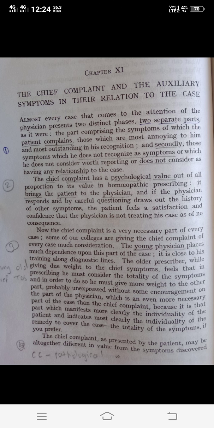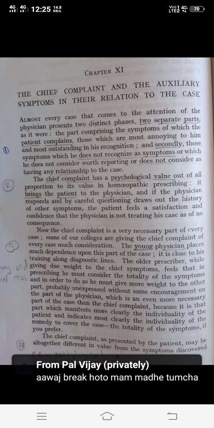Then next, for this reason they explain 2 examples in the next para. For instance, when we find a case where the patient gives as her chief complaint ovarian pain, we cannot instantly.